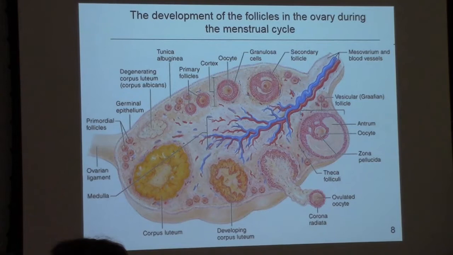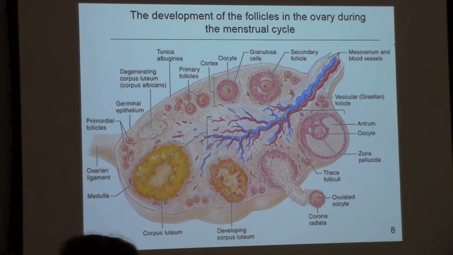So let's see if there are any other anatomical terms that I do want you to know. Here is the name of a ligament that I don't care that you know. We've got a name that you already learned from male reproductive anatomy called the tunica albuginea, the layer on the outside of the ovary, which is the same name as the layer on the outside of the testes. I do want you to know the name primordial follicle, primary follicle, secondary follicle, granulosa cell, and oocyte. Antrum.